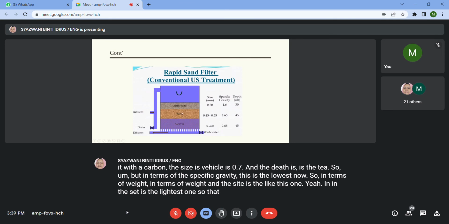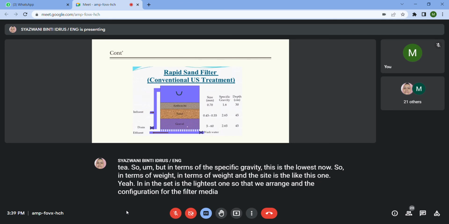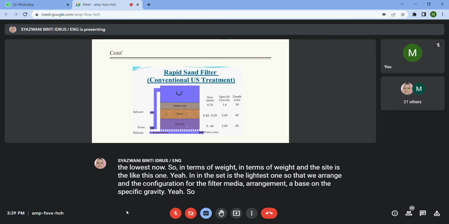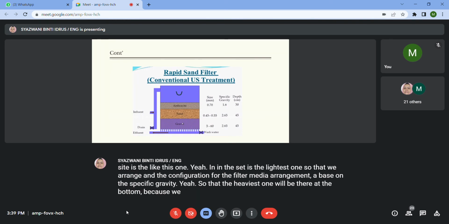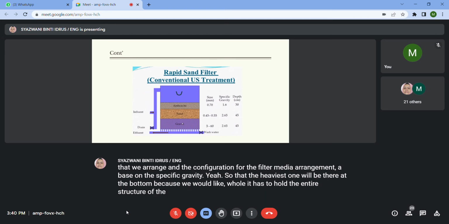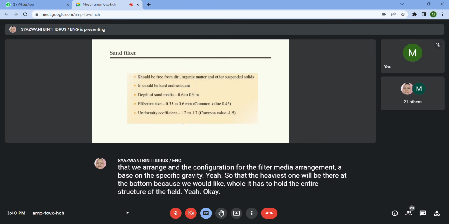So the configuration for the filter media arrangement is based on the specific gravity, so that the heaviest one will be at the bottom, because it has to hold the entire structure of the filter media. Okay, so it should be dirty from the dirt finally.